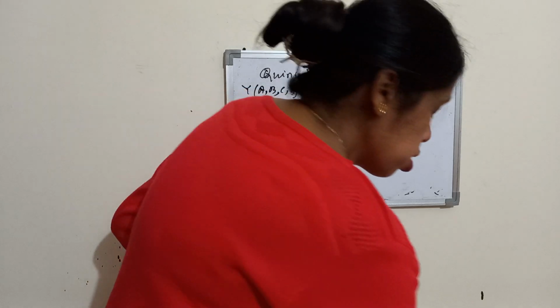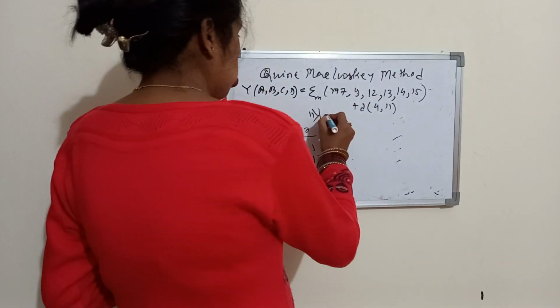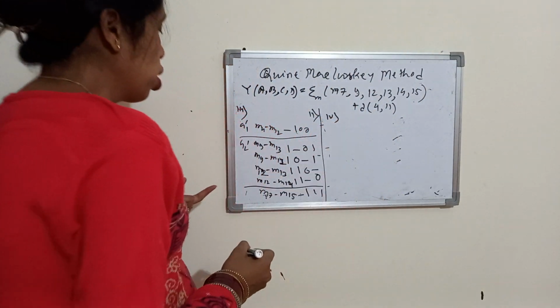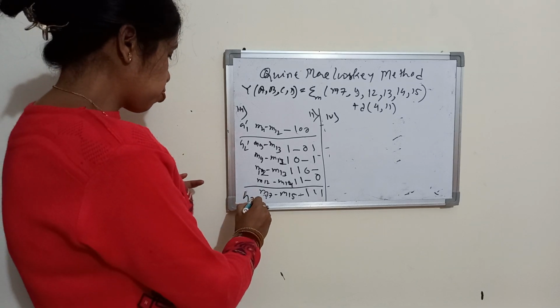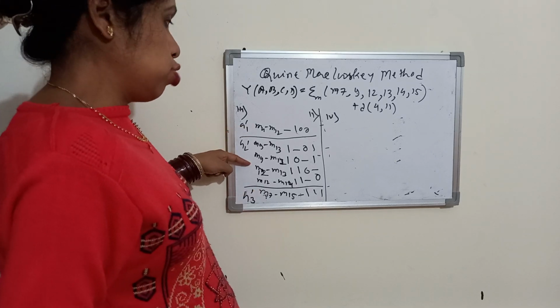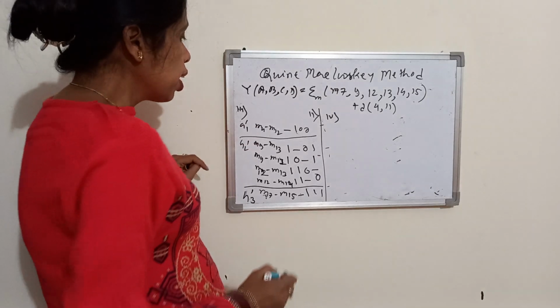Right? Now come to the fourth. Again the same procedure you have to do. I have to compare this group with this group. Okay, I have to compare this group with this group.